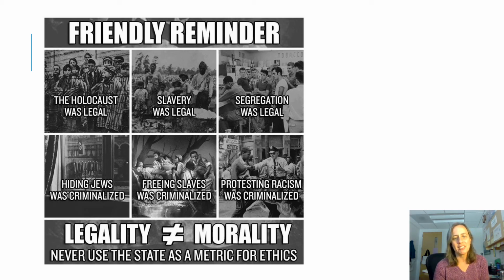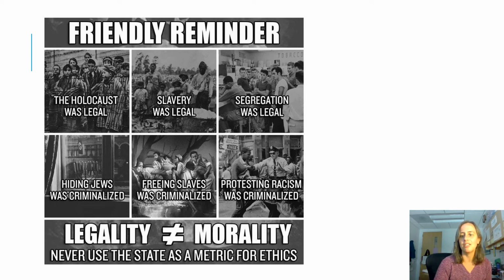So this image says, the Holocaust was legal, and hiding Jews from the Nazis was illegal. Slavery at the time was legal, and freeing slaves was illegal. Segregation used to be legal and protesting it used to be illegal. So laws can be very, very useful, but you need to remember that they're not the same thing as ethics or morality. Making something legal or illegal is different from saying if something is right or wrong.